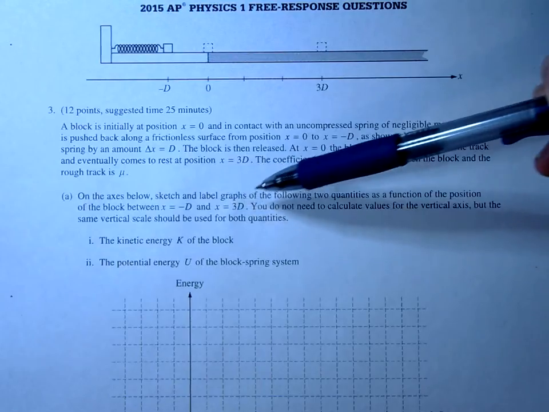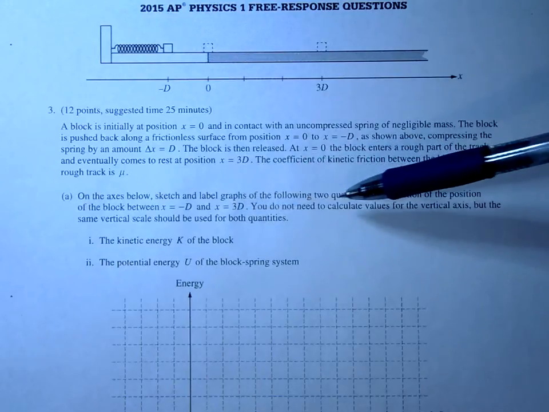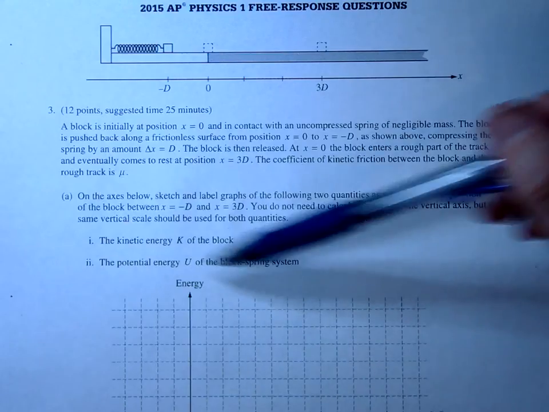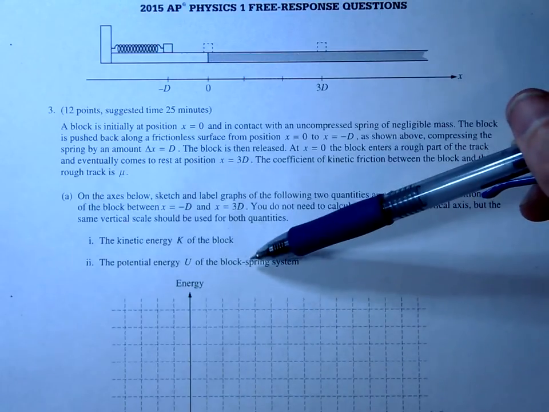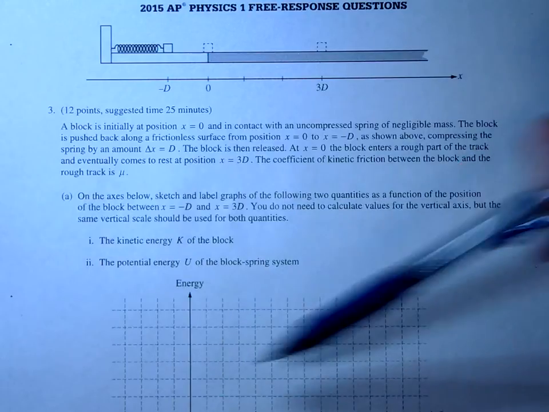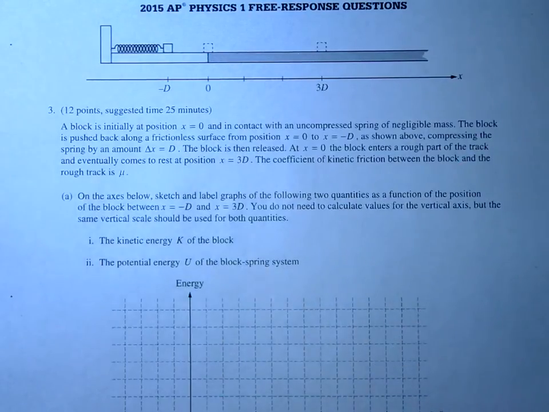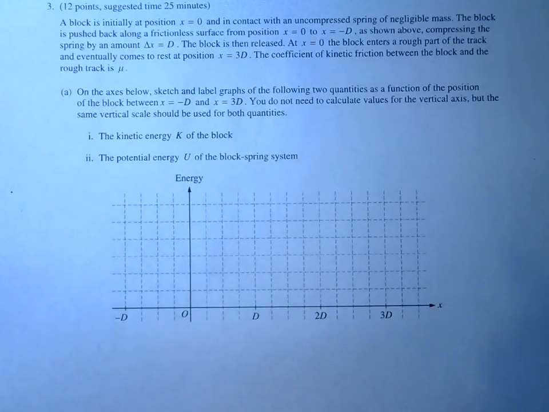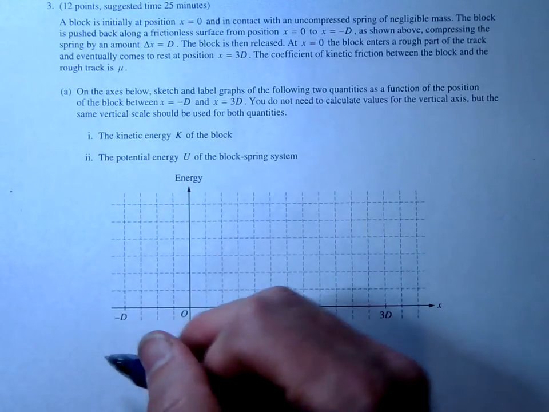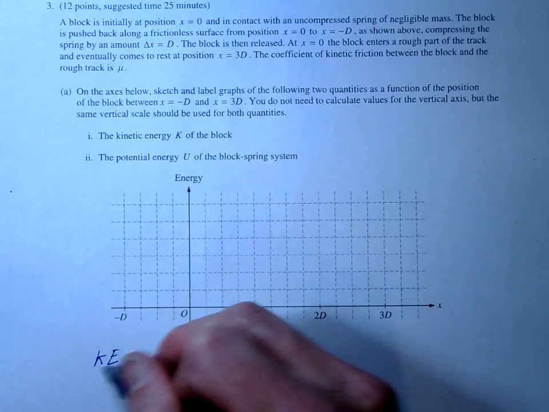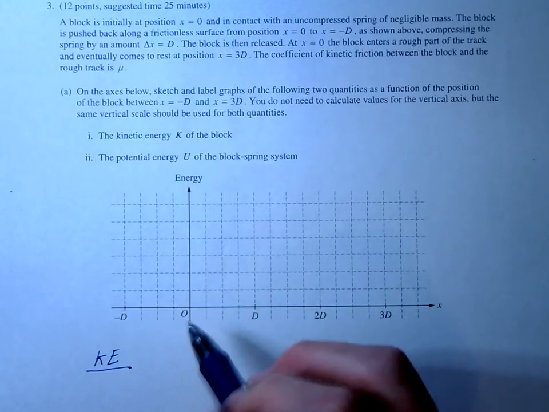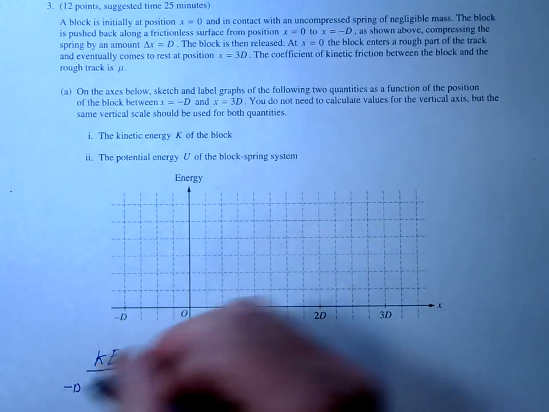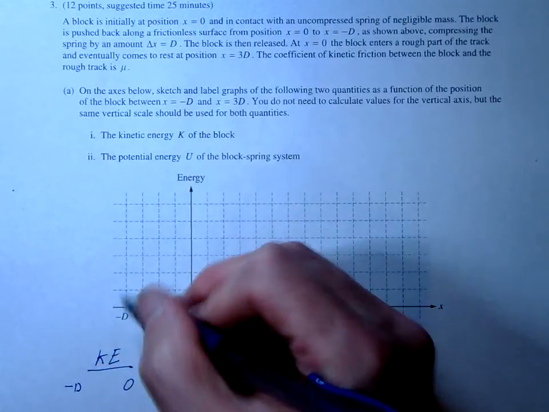So the first thing they're asking us to do is to sketch kinetic energy versus distance, and then secondly we're going to do potential energy of the block spring system versus distance. Okay, so let's do the kinetic energy first. To do this, I like to make a little data table here. At the maximum negative D point, our kinetic energy is going to be 0.